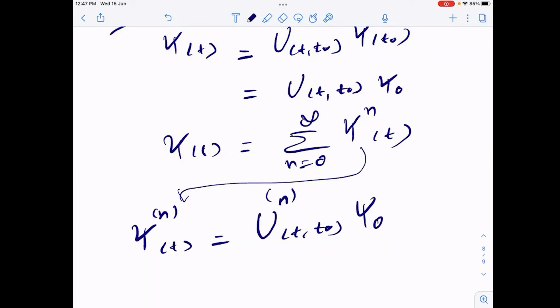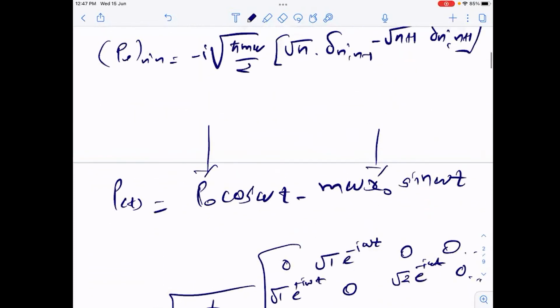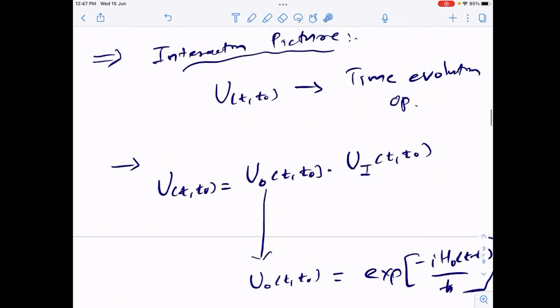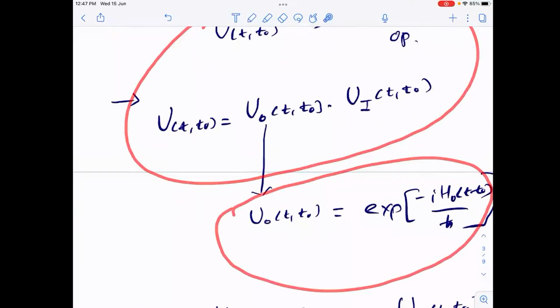So our eigenstate changes from psi i to psi f. Before perturbation, the Hamiltonian was H0. Due to the small perturbation, the Hamiltonian is H(t). We begin with our time evolution operator, right? Introduce that. Okay. Now U(t,t0), due to the interaction picture, will be U0(t,t0) and UI(t,t0). Let me scroll along as I'm speaking. Right? So this is what we say, where our U0(t,t0) is this particular term.